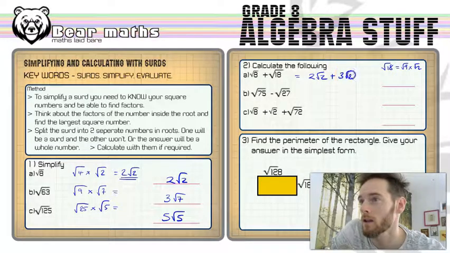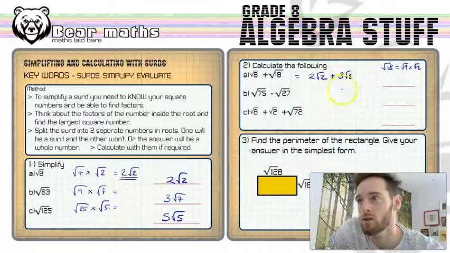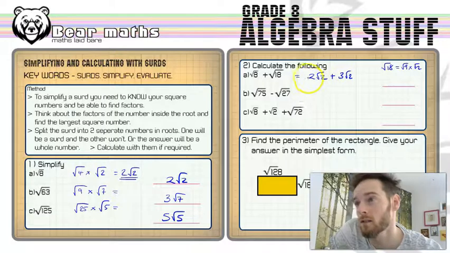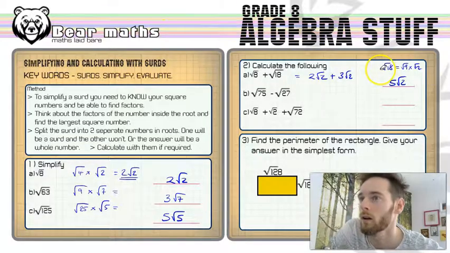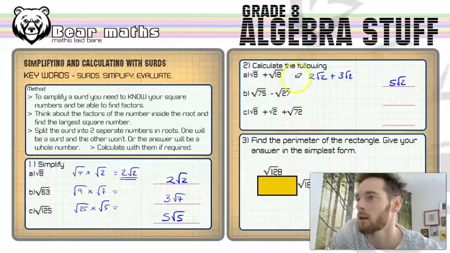Now, remember, I said in the last surds video, just treat your surds as if they were x's. So if it was 2x plus 3x, you'd have 5x. But this is just 5 root 2. And there we go. That's the answer. Alright, now I'll just get rid of that so it doesn't look complicated.